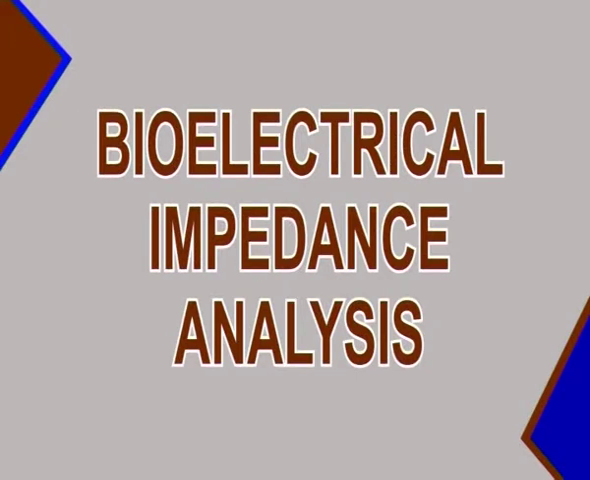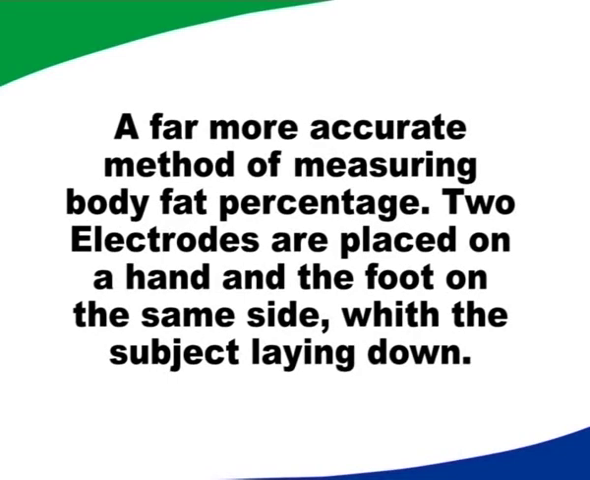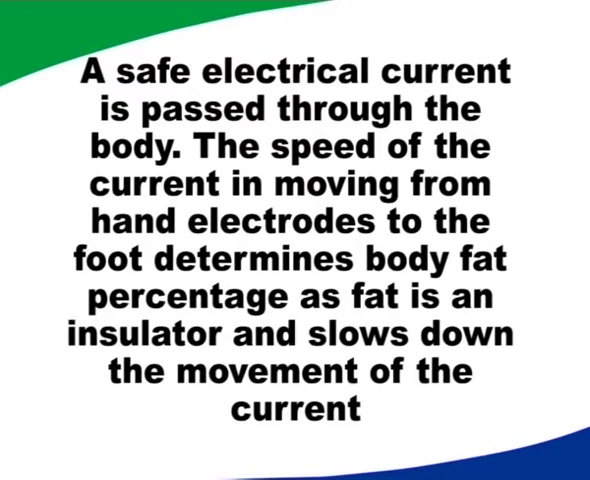Bioelectrical impedance analysis. A far more accurate method of measuring body fat percentage. 2 electrodes are placed on a hand and the foot on the same side while the subject is lying down. A safe electrical current is passed through the body. The speed of the current moving from the hand electrodes to the foot determines body fat percentage, as fat is an insulator and slows down the movement of the current.